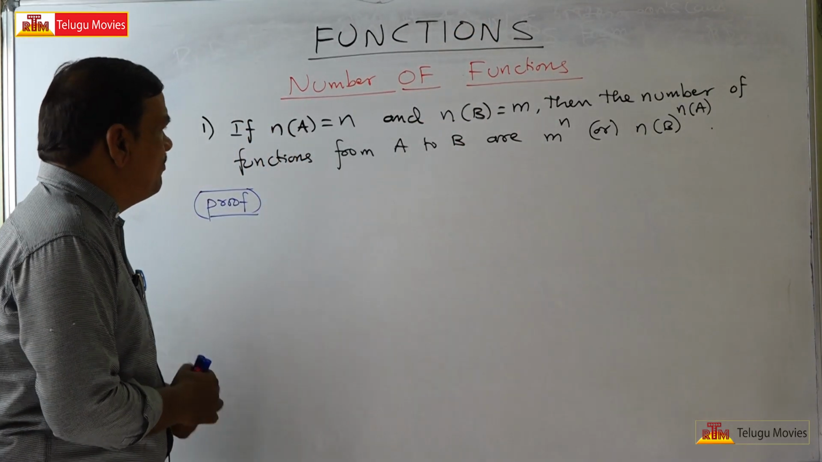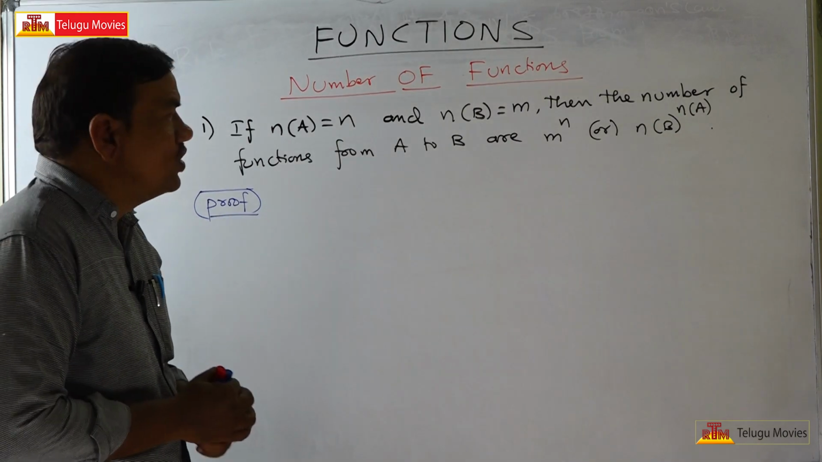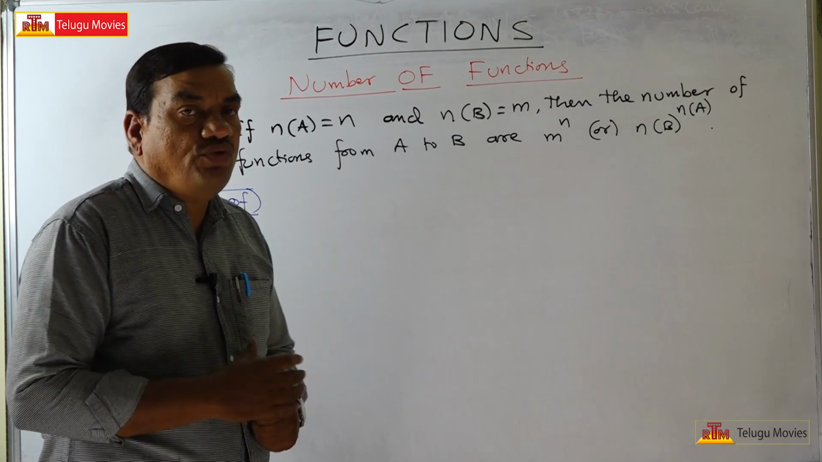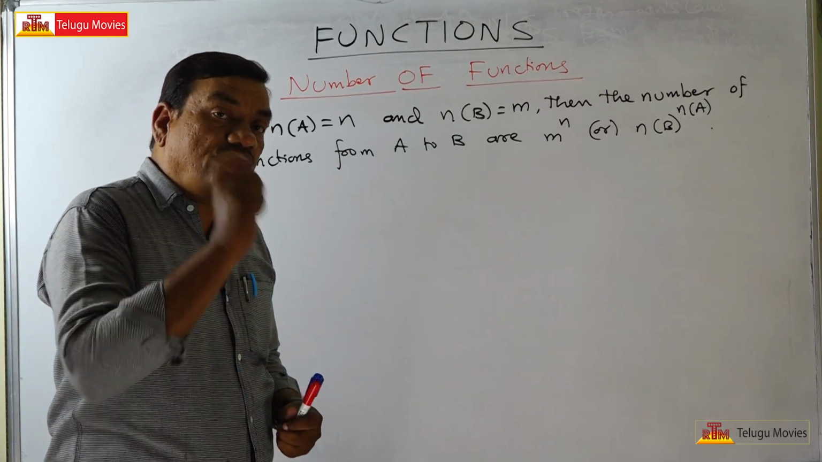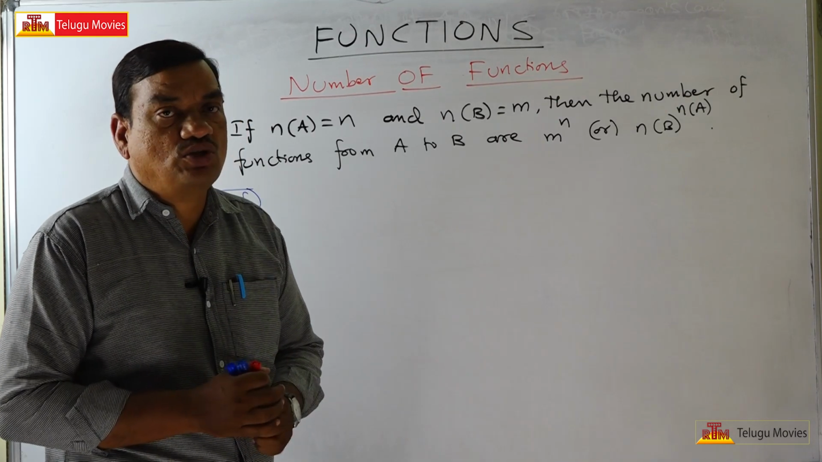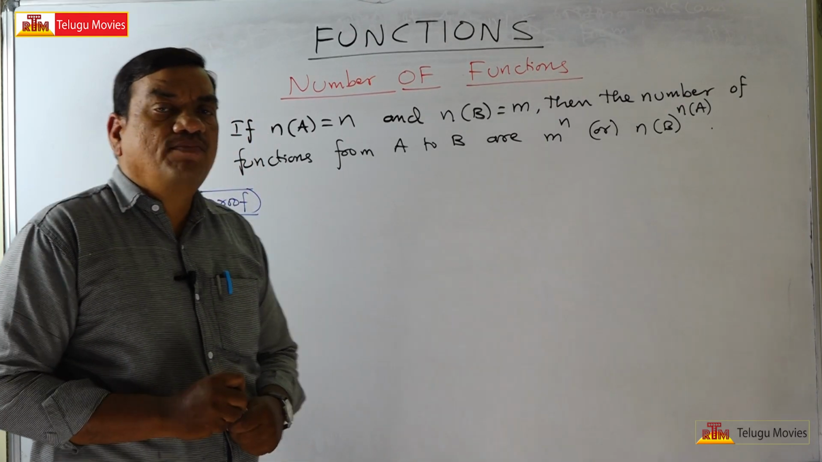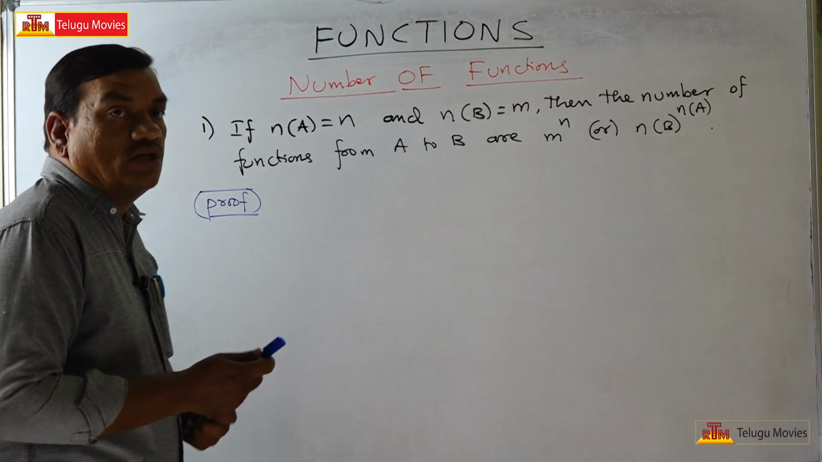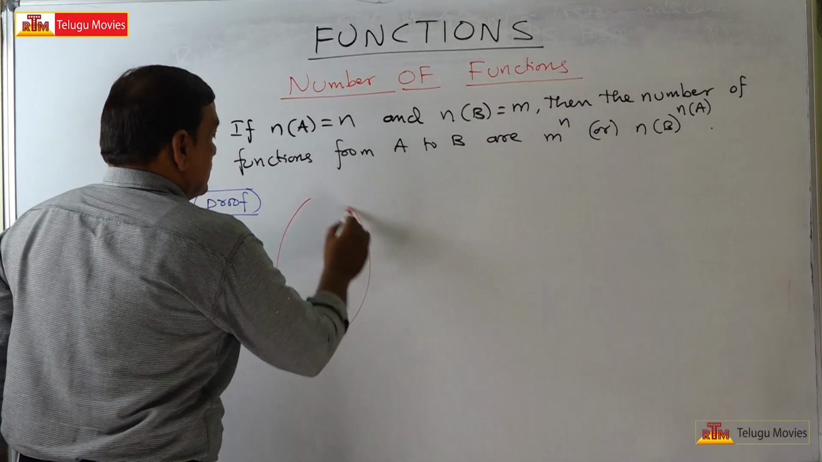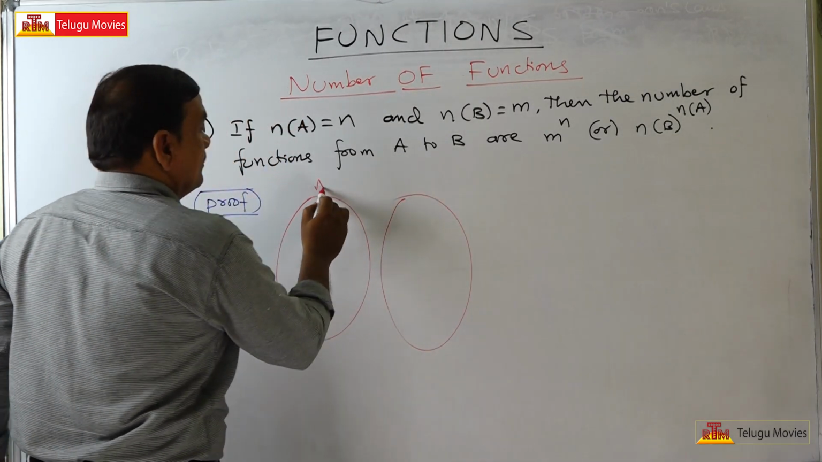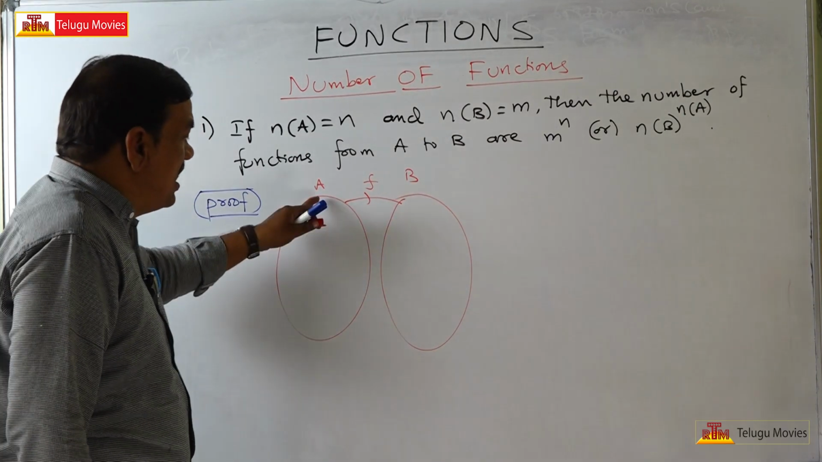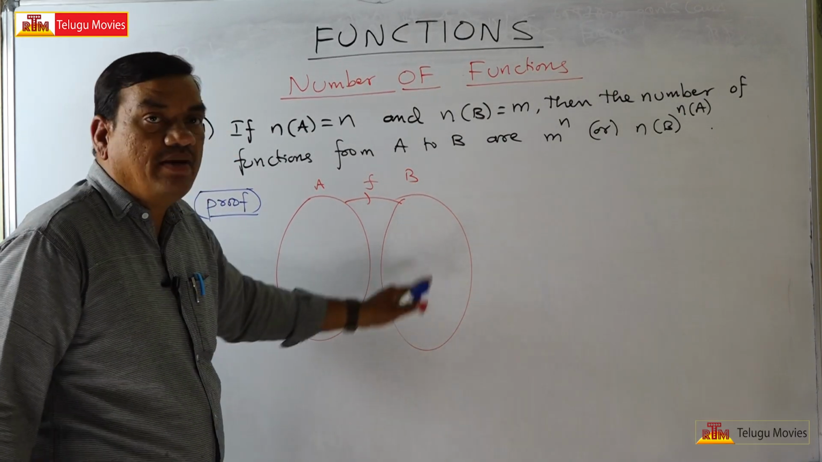So let us see the proof. The proof is very easy if you have knowledge of permutations and combinations, where we already covered some topics. If you know the principle of multiplication and the principle of addition, this proof is very easy. Here there are two sets, the set A and the set B, and f is a function from A to B. That means every element of A has a unique image in B.